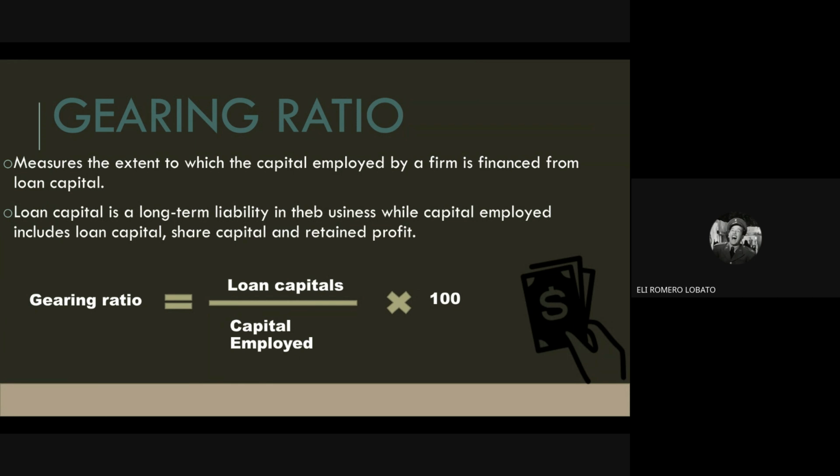The gearing ratio, as I said before, helps the enterprise calculate the extent to which the capital employed in this enterprise is financed from loan capital. Remember, loan capital is a long-term liability of the business, while capital employed includes loan capital, share capital, and retained profit.